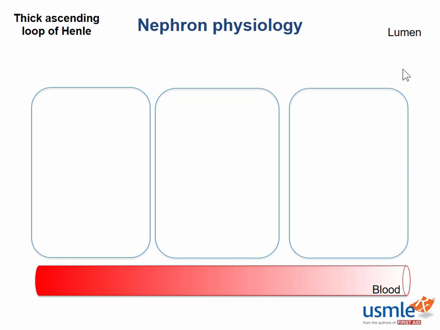Once again, with the tubular lumen on top and the peritubular capillary at the bottom, we can analyze what happens here on a cellular level in the thick ascending limb. The most important transporter in this region of the nephron is the NKCC cotransporter, which reabsorbs sodium, potassium, and chloride ions in a 1:1:2 ratio.